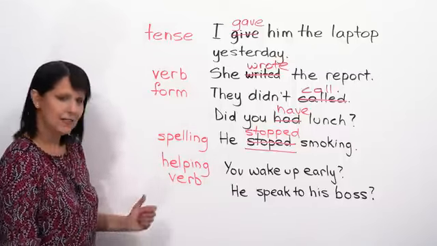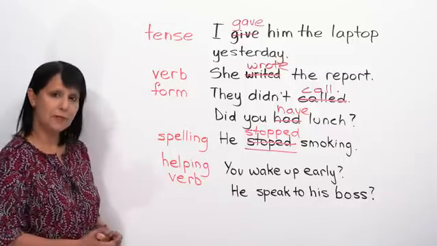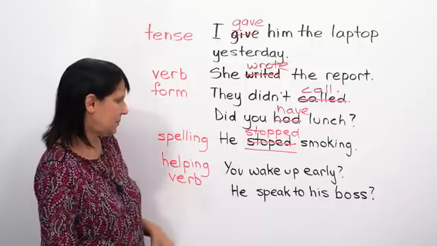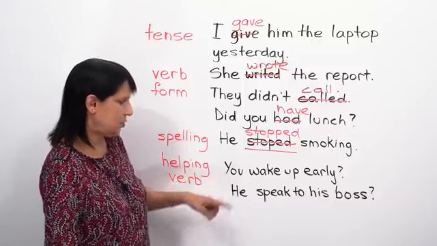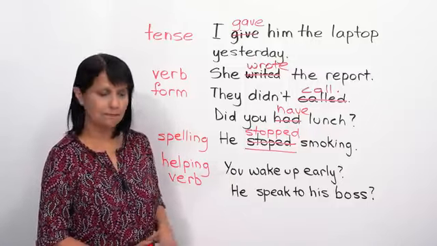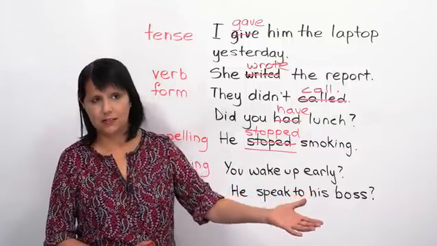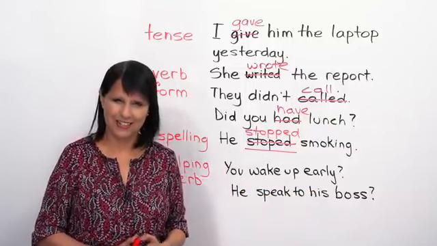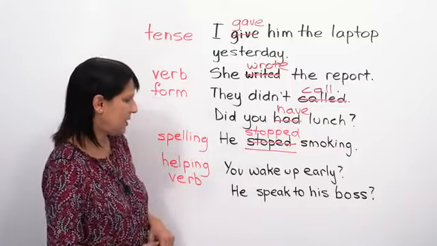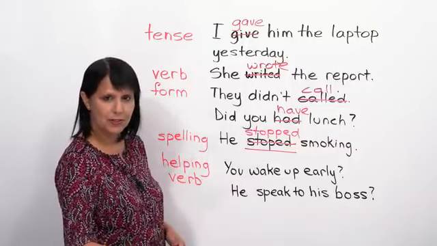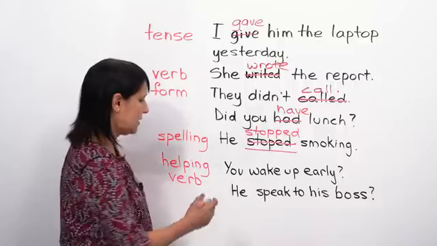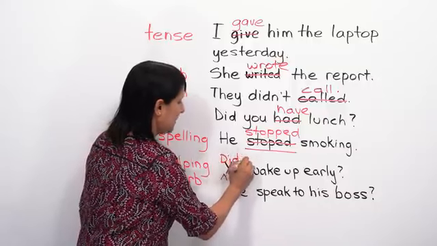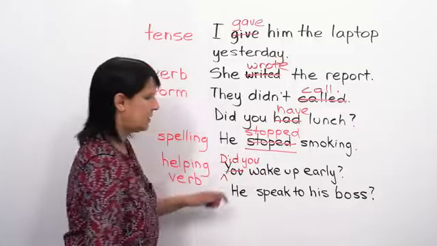And sometimes the mistake is that the helping verb did is forgotten. For example, these are questions. You wake up early? Now, if someone said that, would the other person understand? Probably they would understand. Is it correct English? No, it's not. So let's fix it. What do we need to do? We need to add which word? What's the helping verb that we use? Did. Where do we put it? Here. So we would say, did you? Okay? Did you wake up early?